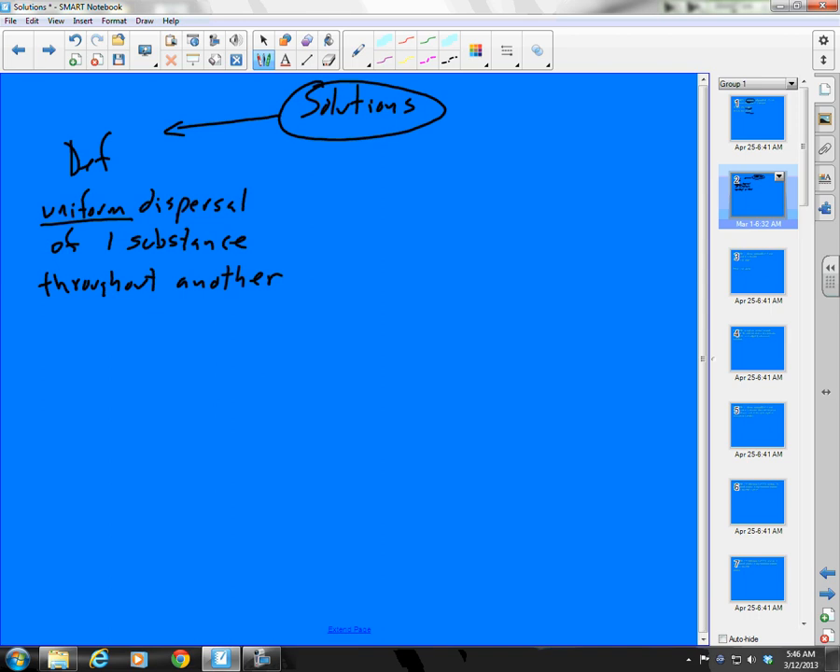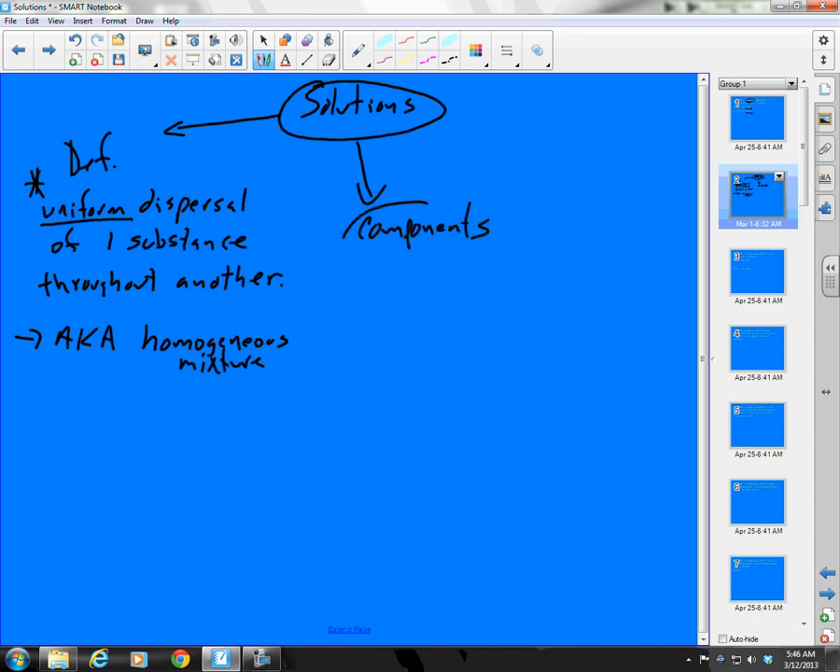throughout another substance. Good. Now we know this as, also known as, a solution, a homogeneous mixture, right? That's what a solution is, a homogeneous mixture, meaning a mixture in which there is a uniform dispersal. Good. So this is our definition. I like this definition a lot, so that's the one I would use on a quiz. Now, let's talk about the components.